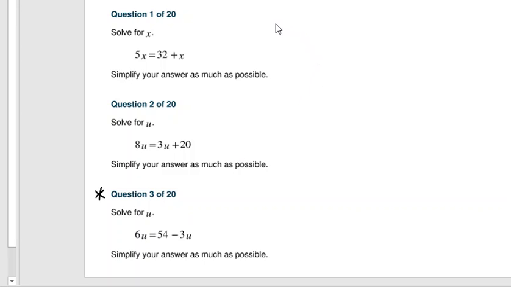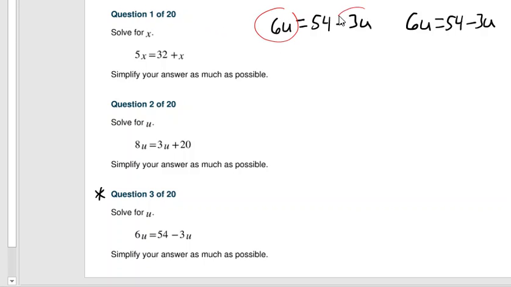And we have 6 times u equals 54 minus 3u. So 6 times u equals 54 minus 3u. Now, if we're going to solve this equation where we have two terms that have the same variable, we have a 6u here and we have a negative 3u here, they're on opposite sides of our equal sign. Notice that our equal sign is right here, and this is the right side of our equal sign, and this is the left side of our equal sign.